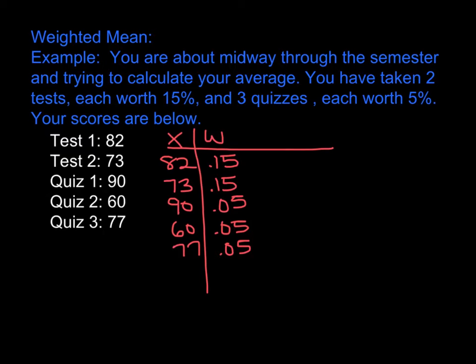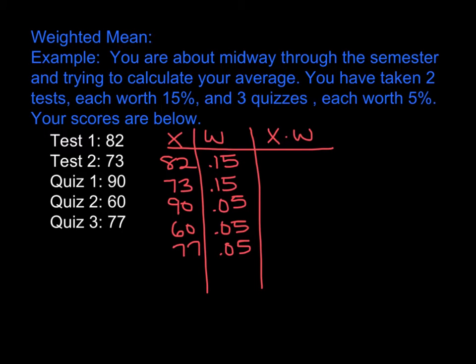Okay, so then my next thing I'm going to do is figure out, from that test score of an 82, what portion of that is going to give me a number of points that go towards my average. So my next column here, it makes sense that we take each of our scores and times it by its weight. So that's our x times w.